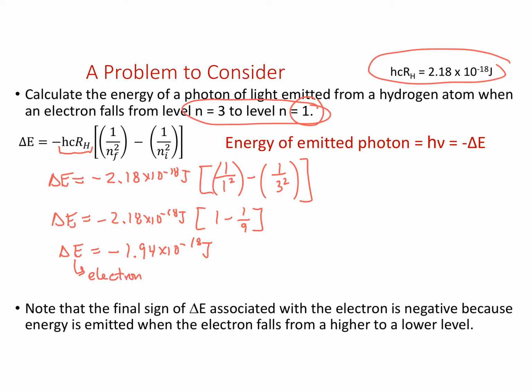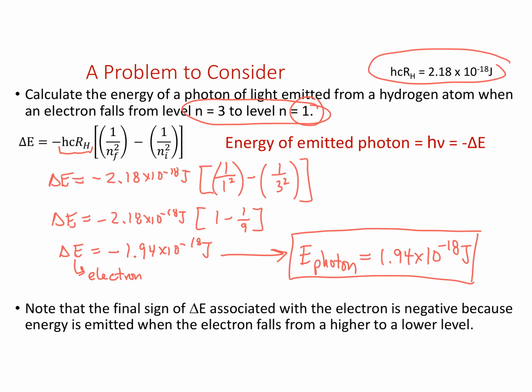So the electron lost this energy. That means the electron fell from n equals 3 to n equals 1. How did the electron fall down to a lower energy level? It released energy in the form of a photon of light. So the energy of that photon is the positive of that, 1.94 times 10 to the minus 18 joules, because the electron lost that energy, right, the photon has that energy. That's how the electron lost the energy, releasing that photon of light.